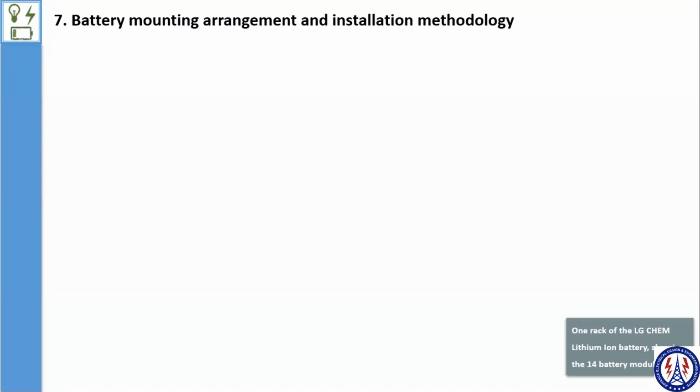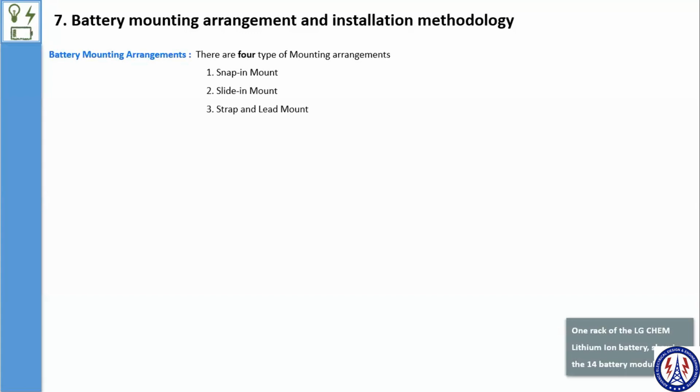There are different methodologies to install the batteries. Like, instead of battery, I would say while creating the battery pack, right? There are four approaches to go ahead for the mounting arrangement. The first one is snap in mount. Okay, I'll explain their uses. Second, slide in mount. Third, strap and lead mount, and fourth is surface mount for the cells when you are constructing the battery pack, right?